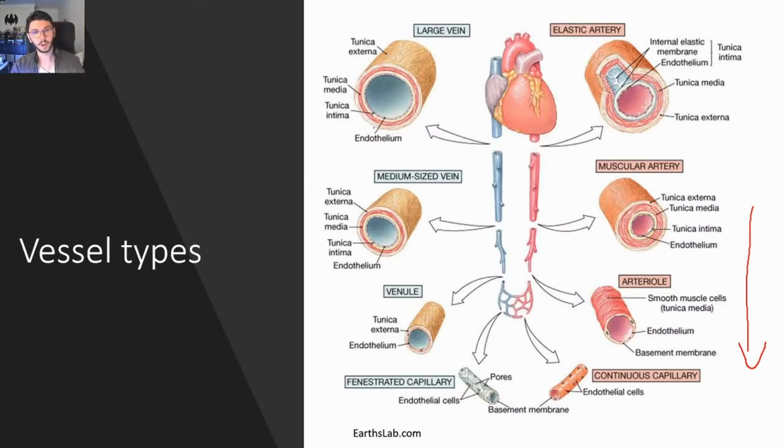Now when we look at arteries, we have an elastic artery. And these are the big arteries. These are very thick, major arteries. They're the direct branches from the aorta. They will be called elastic arteries. And the reason they're called elastic arteries is because they contain elastic tissue in the tunica media.